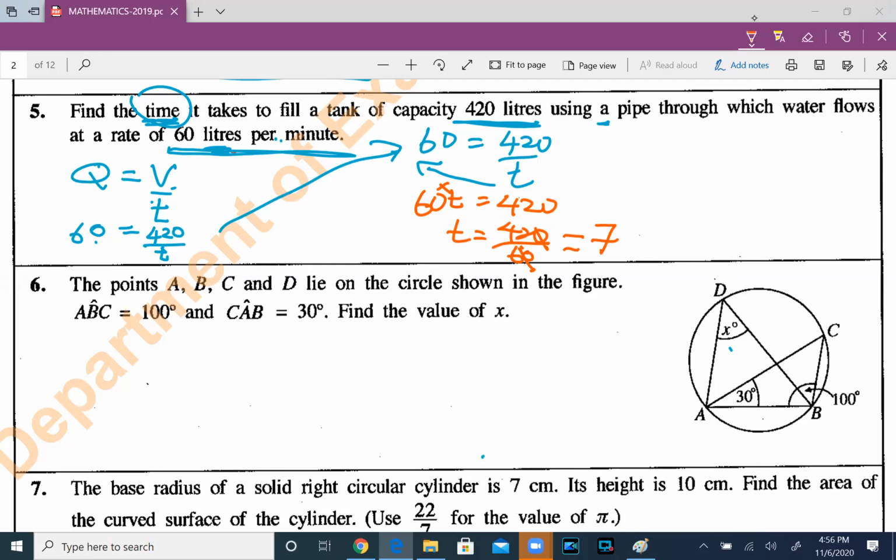The flow rate is in liters per minute, which means the value we have put is in liters and this answer will be in minutes, because the flow rate has been given in liters per minute. So this 7 is in minutes. You have to be very careful that it is not hours or seconds. That unit is very important.